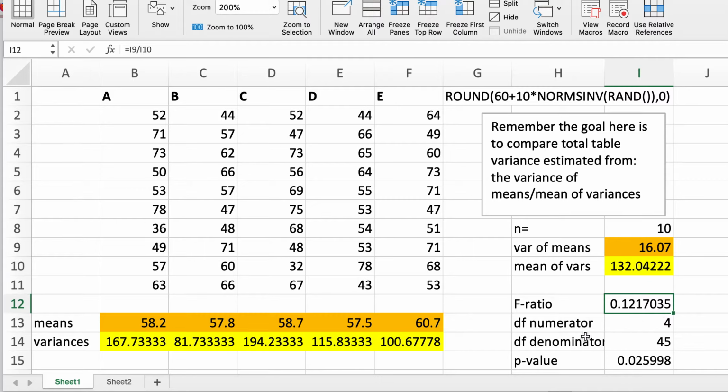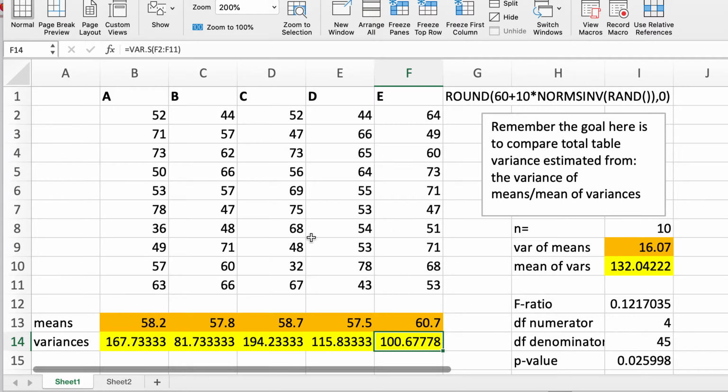We have one last thing to do, which is degrees of freedom, which is required in the F test. I can just give you these numbers. The numerator, which is the variance of means on the top, has degrees of freedom of the number of groups minus 1, so that's 4. The degrees of freedom of the denominator is n minus 1 in each group, because we did var.s down here, so we used n minus 1, and we did that with 5 different groups. So n minus 1 is 9, times 5 is 45. That goes here. And then the p-value at the end.